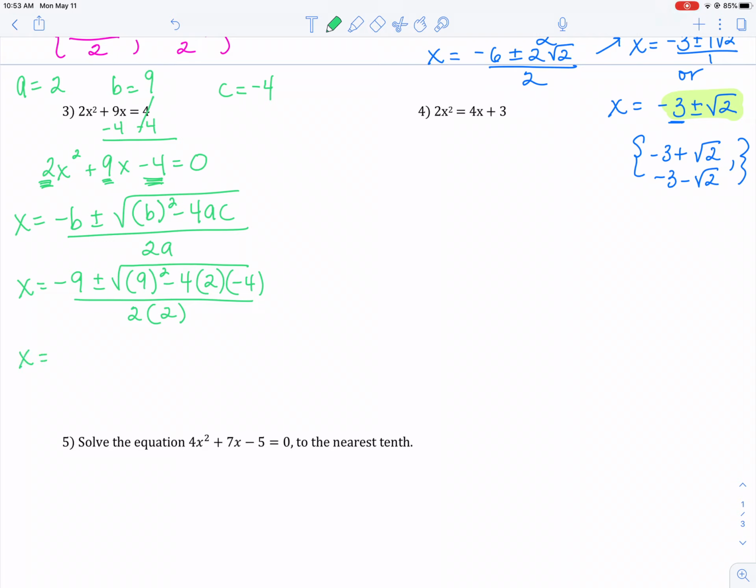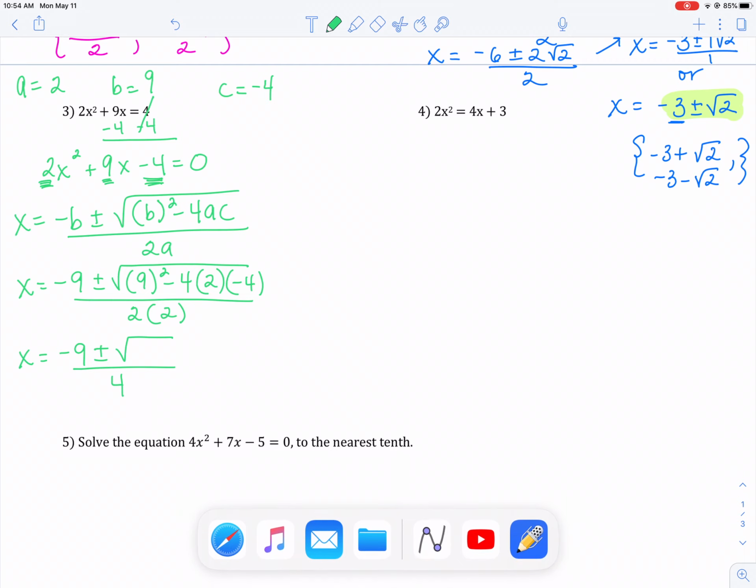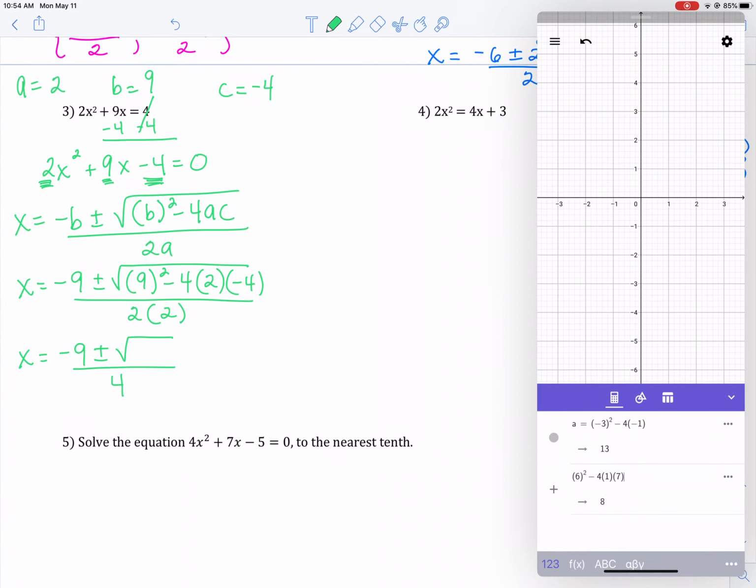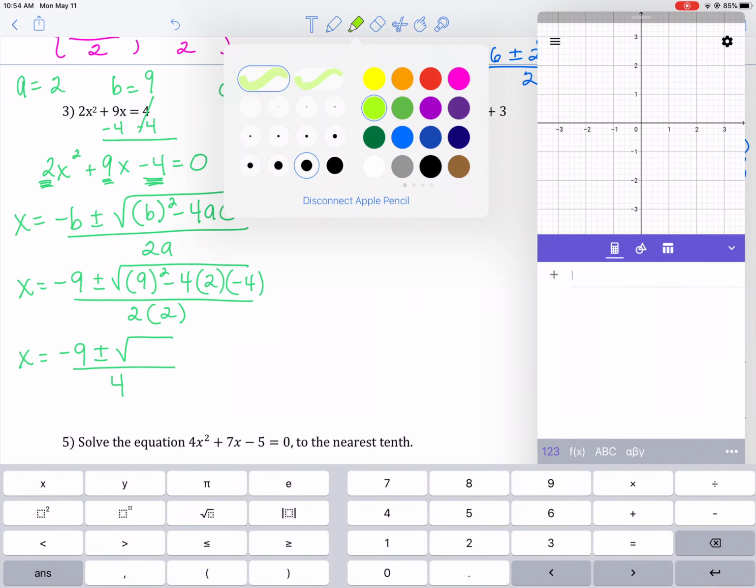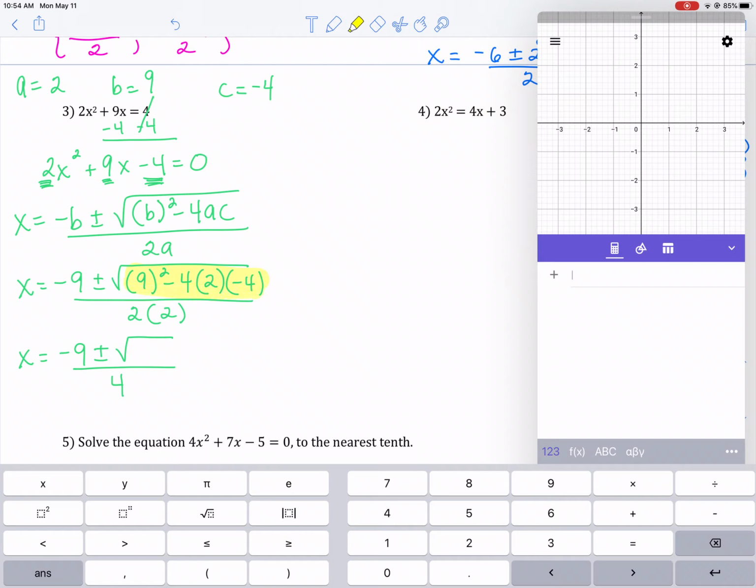So now I like to clean it up and show my 3 pieces. Here's my pieces. My negative 9, my radical, and my denominator is going to have a 4. Does everybody see that? Because 2 times 2 gave me my 4. So now I'm going into GeoGebra. Okay, I'm going to clear out what I had, and I am going to be using this. Whatever's under that radical is what I need to type in. So I have 9 squared minus 4 times 2 times negative 4.